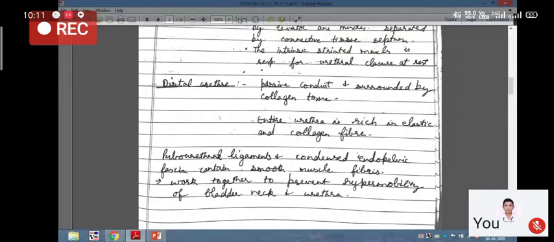The entire urethra is rich in elastic and collagen fibers. Pubourethral ligaments and the condensed endopelvic fascia contain smooth muscle fibers and work together to prevent hypermobility of the bladder neck and urethra. So there should not be any hypermobility of the bladder neck and urethra. Otherwise, the patient will have stress incontinence.